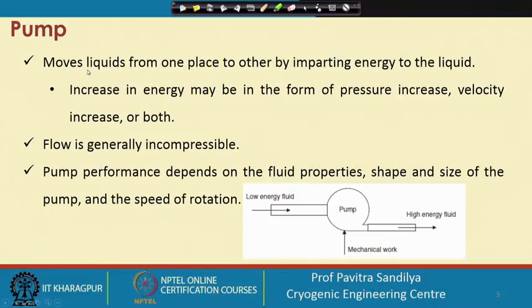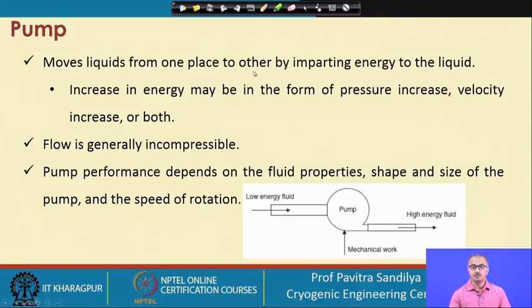Pumps are liquid moving machinery. They move the liquid from one place to the other by imparting some kind of energy to the liquid. The energy imparted to the liquid may come out in the form of pressure increase, that is pressure energy, velocity increase, that is an increase in kinetic energy, or both. And generally, because we are talking of liquid, the flow is taken as incompressible, unlike in the case of compressors where we are using gases, and there the flow is sometimes taken as compressible.